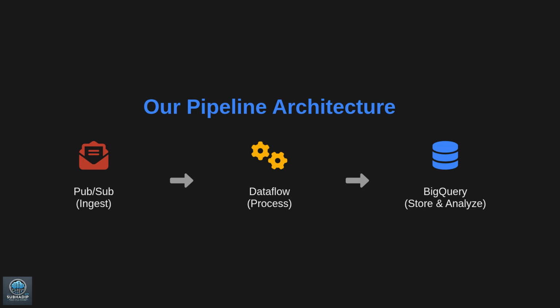Here is the architecture of our real-time pipeline. We will use Pub/Sub as our messaging service to ingest streaming data. Dataflow, running an Apache Beam job, will process this data in real time. Finally, the processed data will be loaded into BigQuery for storage and analysis.